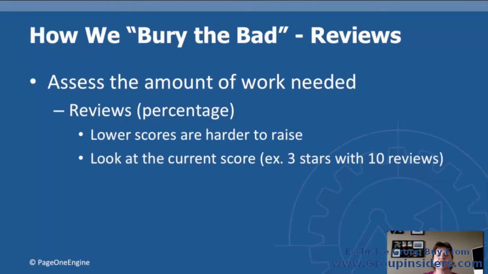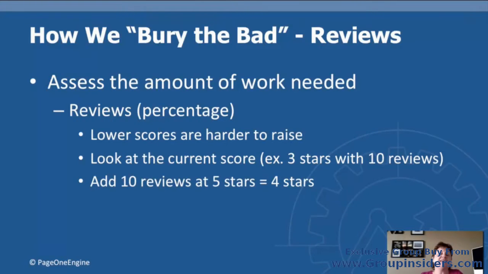So we're going to look at the current score. For example, if we had 3 stars with 10 reviews, that's going to be a 3-star review. If we added 10 reviews at 5 stars, it would make it 4 stars. And I'm going to show you a calculator, and you can download this.